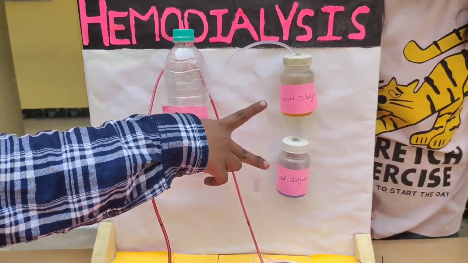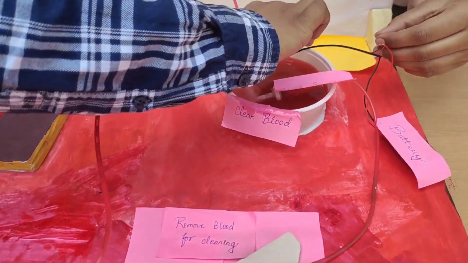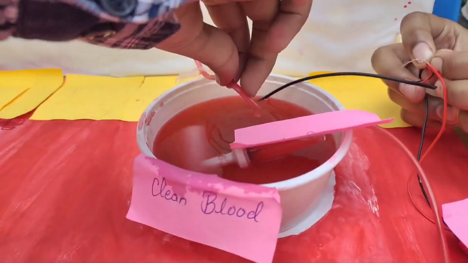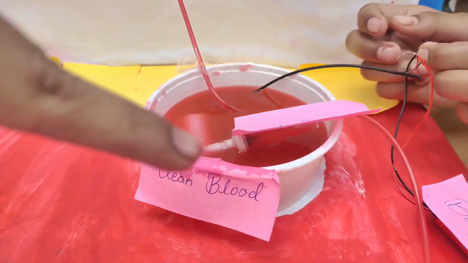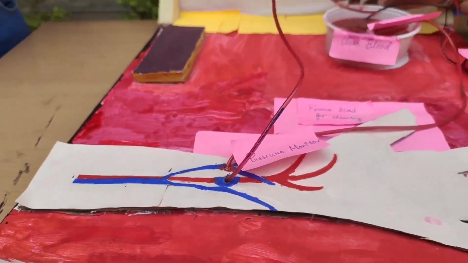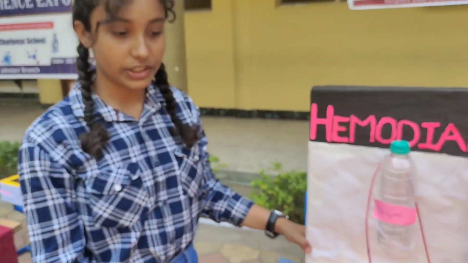Dividing it into two parts, fresh dialyzer and used dialyzer, and then the clean blood is coming through the pipe. And now this clean blood will go all through the human body again. This process is done when the kidney stops working. It helps in controlling blood pressure and maintaining minerals in the blood.